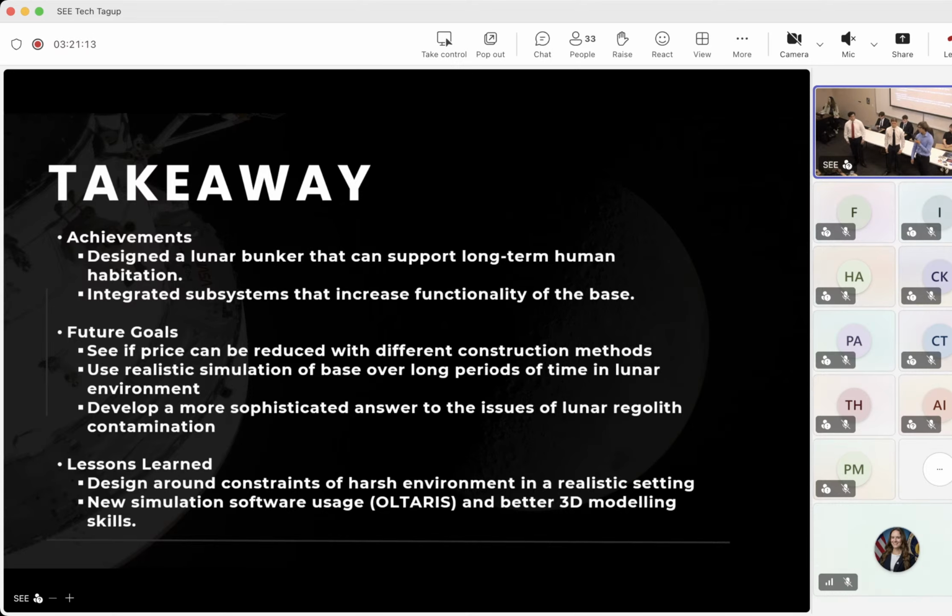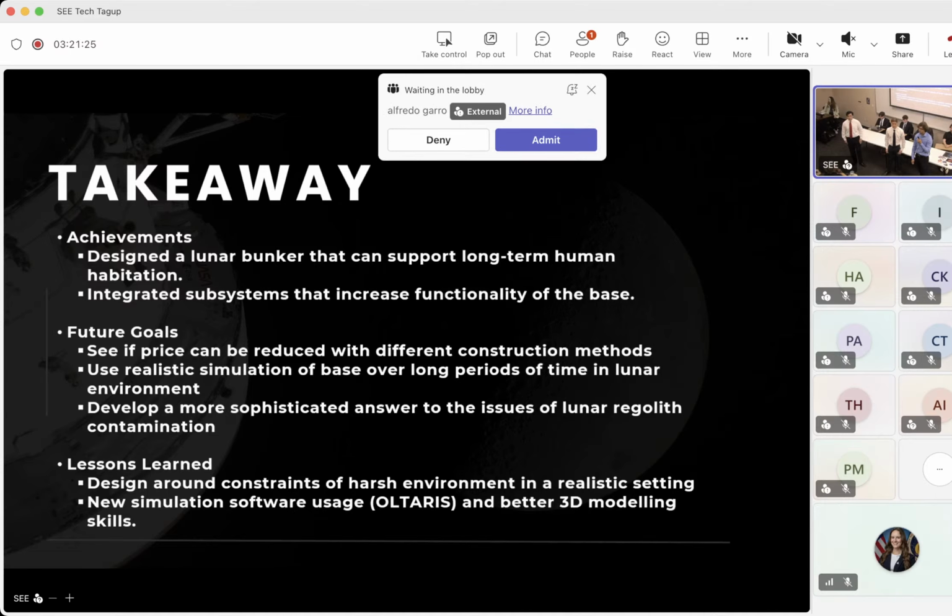And some of the skills that we developed were working with Ultera software to gauge how much radiation exposure a human would have with these systems. And also we just developed our 3D modeling skills better. And that's it.